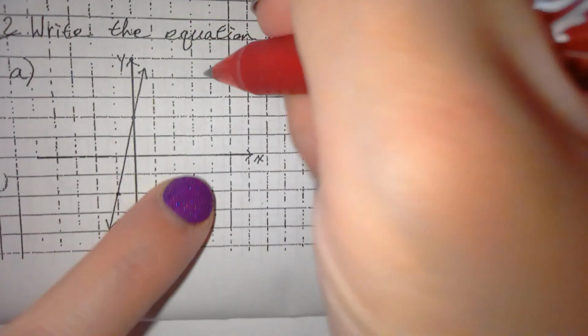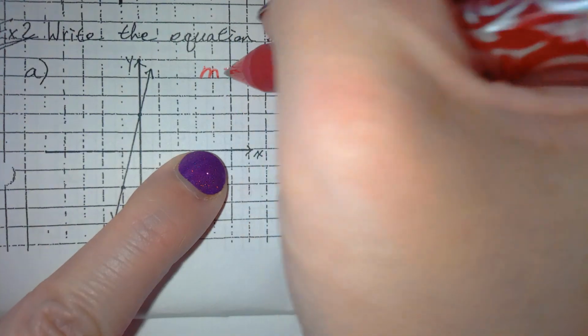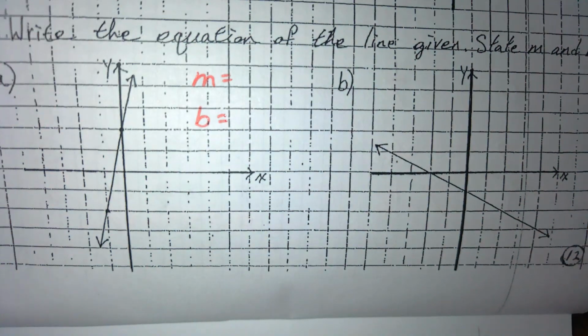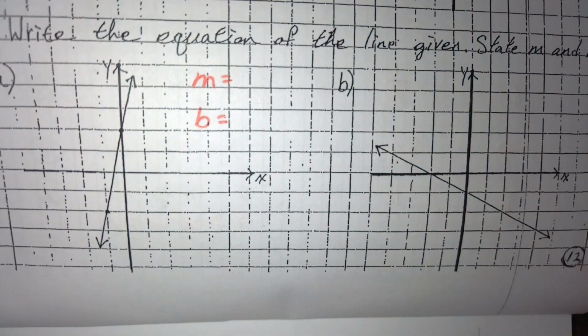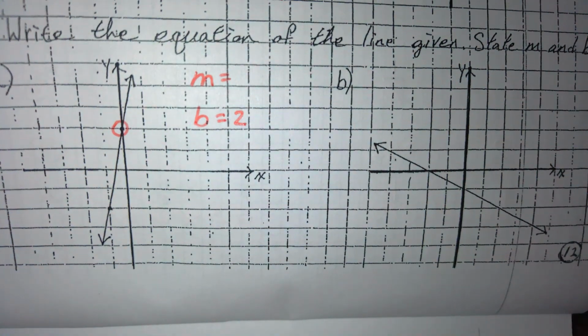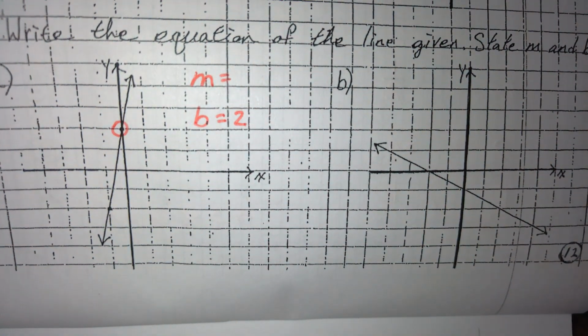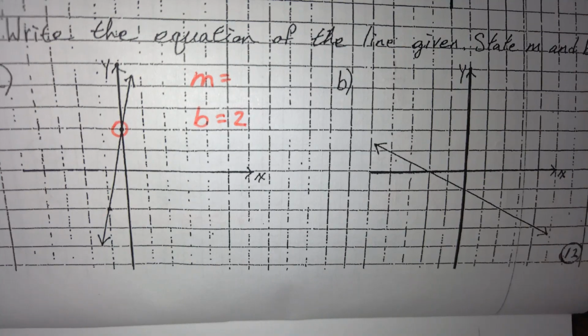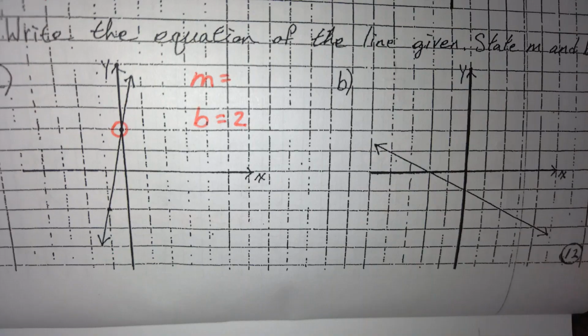What is M and what is B, Ivan? B is 2. Right, so you want to first give the obvious. So B is 2. And then M is 4. Good. How did you know? Because from the dot you go down by 4.